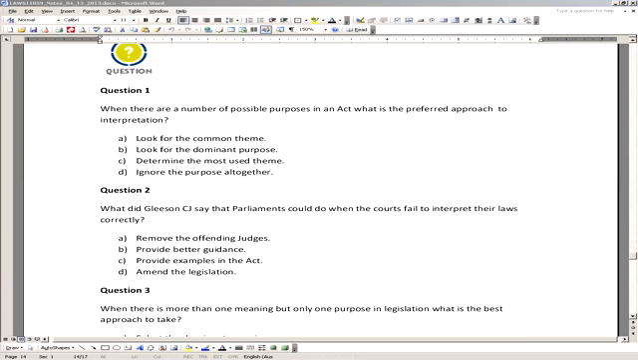When there are a number of possible purposes in an act, what's the preferred approach to interpretation? Michelle? Dominant purpose. Look for the common theme, look for the dominant purpose, determine the most used theme, or ignore the purpose altogether. I agree, dominant purpose.